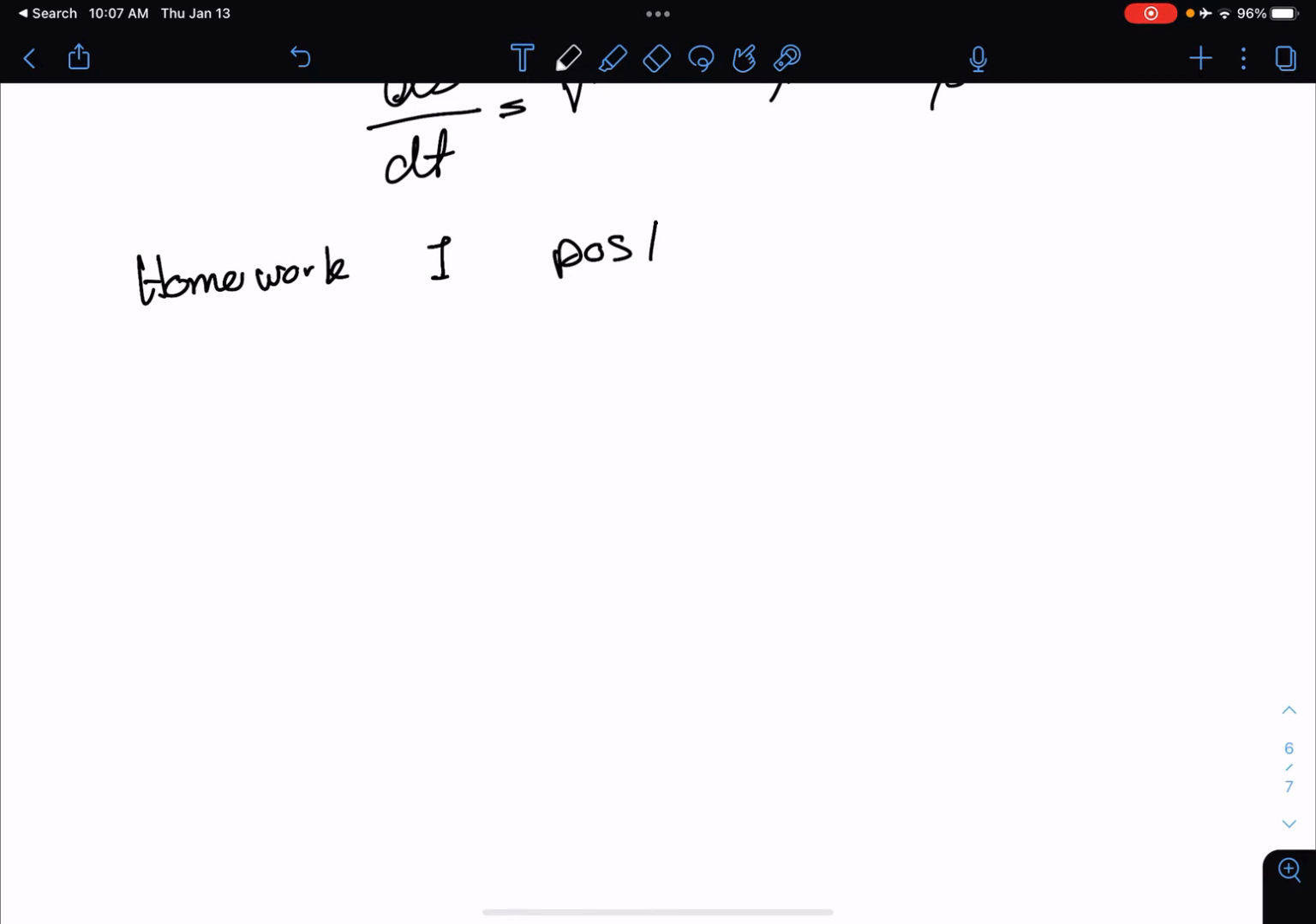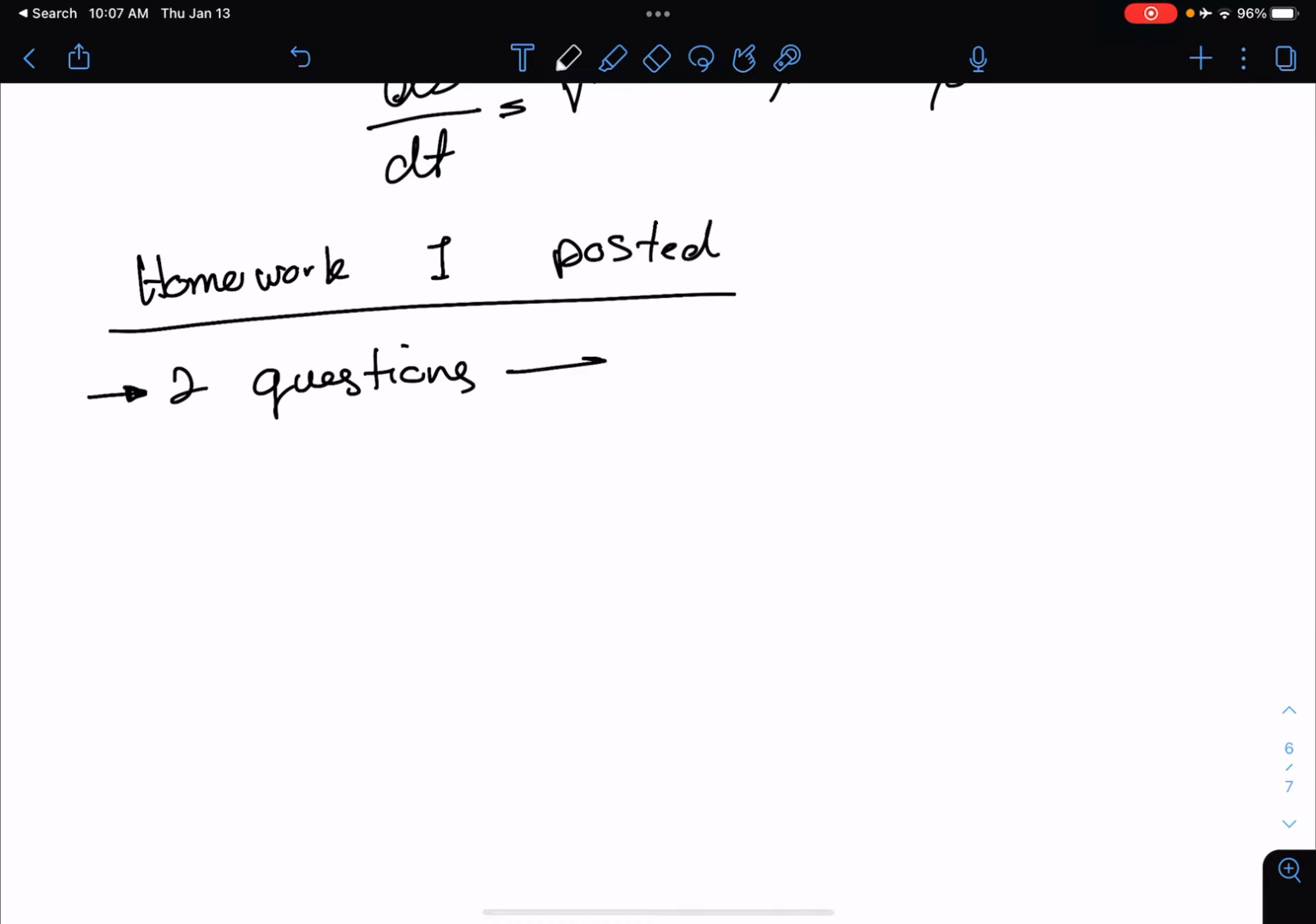Homework 1 is posted. It only has 2 questions, very simple questions. You have until Thursday next week, Thursday the 20th, to submit the homework. But I would say get to it as soon as possible. It shouldn't take you more than an hour. It's pretty simple. The second question is a bit long, but it's just plug and chug. You just have to plug in the numbers and do the calculations. Any questions?